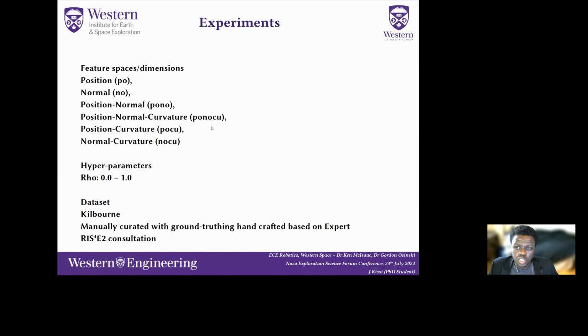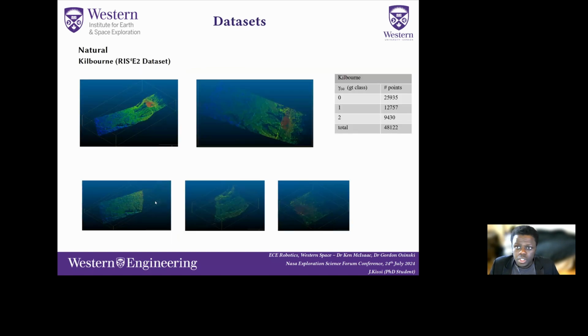For the first set of experiments, we used combinations of these dimensions, which we call feature spaces: position, normal, and curvature. And then we set the hyperparameter rho to random numbers between 0 and 1. We used a data set that we obtained from the RISE2 project, which was ground truthed and manually created with expert consultation from them. So this is the data set.